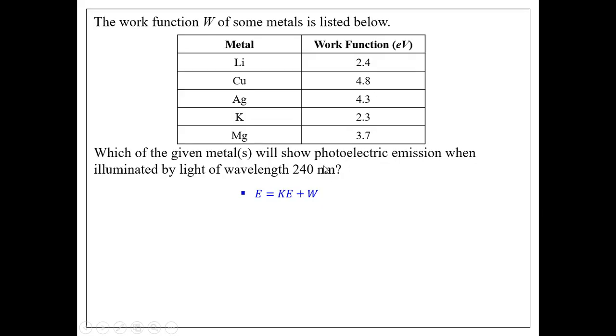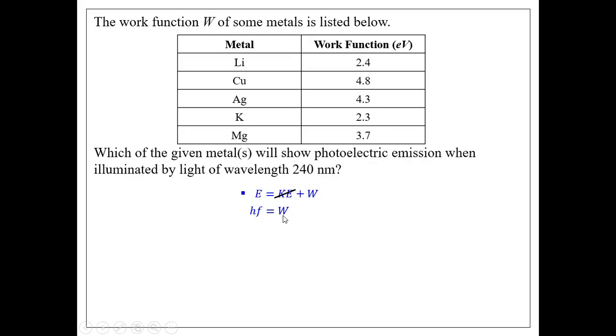Now, in order to figure out which of these metals will emit photoelectrons, you have to figure out how much energy is coming in. So we're going to assume that KE is 0. Therefore, we can find the energy coming in, and if that energy exceeds the work function, then we're good to go. On the left side, I expand E equal to hf, Planck's constant times the frequency of the light coming in. And on the right side, we set KE equal to 0, so the only thing left is the work function.